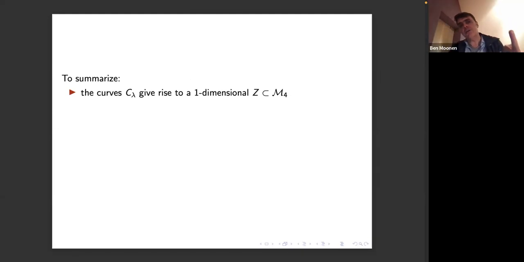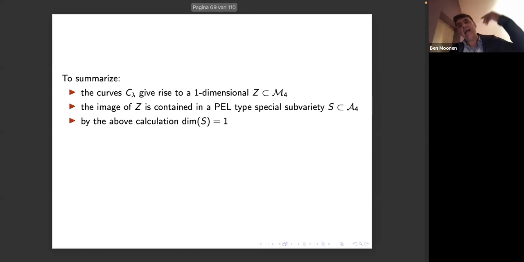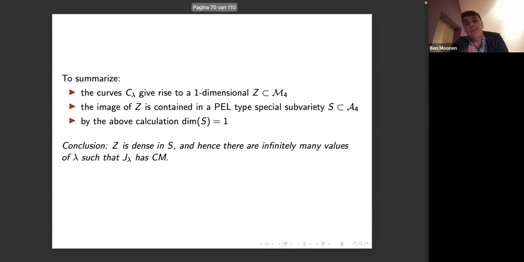I have a one parameter family of these curves. There was one parameter lambda. I see that the image is contained in a PEL type special subvariety, because I see that these Jacobians have a certain action. And I calculate that this special subvariety is also one dimensional by this thing that I just did. But that means that the Z actually must be dense in S. And then you win, because then you know that there are infinitely many CM points.